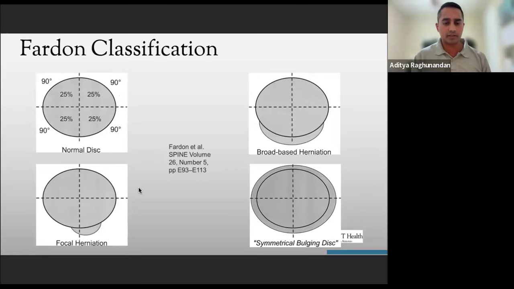And some definitions here. We'll start with the herniation down here. Focal herniations are anything that's less than 25%, that's a herniation. And then broad-based, these are bulges. So a broad-based disc bulge is anything that's 25 to 50%. And a symmetric disc bulge, which is what this is, is 50 to 100%.